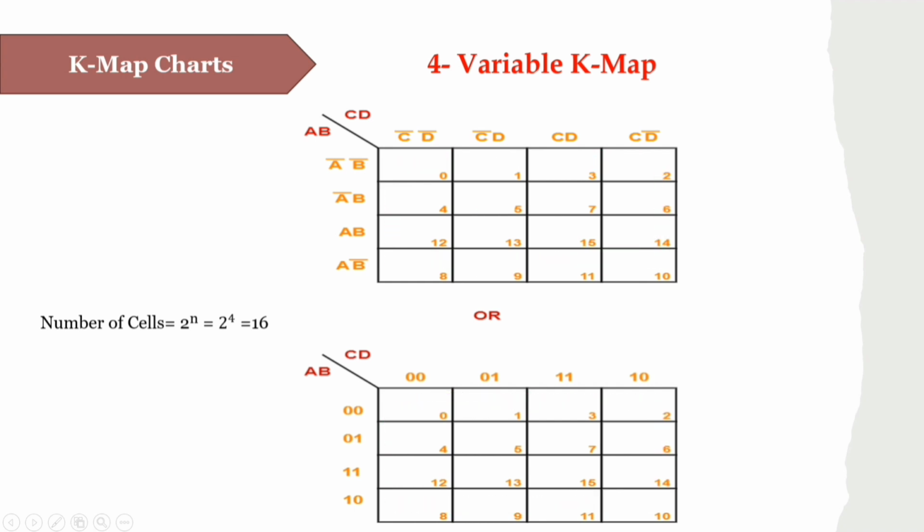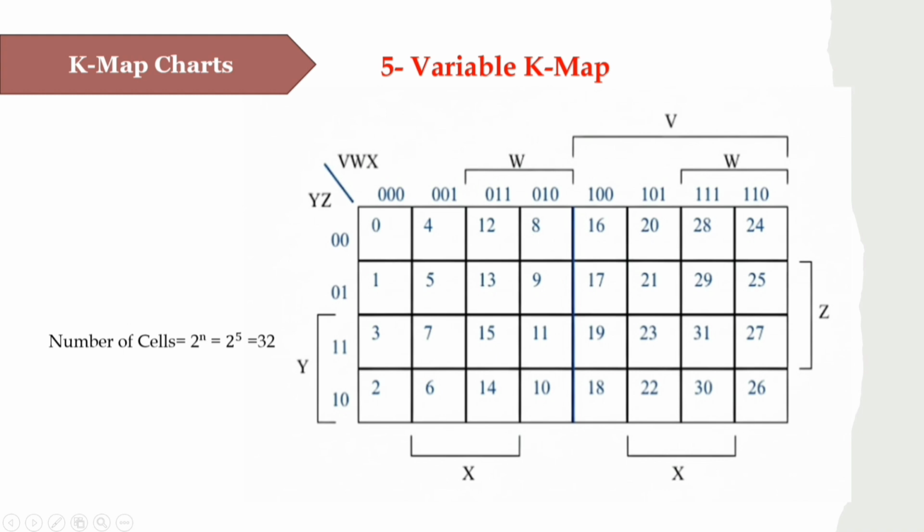Now let's move on to the 5-variable K-map. The 5-variable K-map is slightly bigger than the 4-variable K-map, but follows the same basic idea. Here we have 5 input variables that are V, W, X, Y, Z. Since the number of cells in the K-map is 2 power n, for 5 variables we get 2 power 5, which is equal to 32 cells. These 32 cells are arranged in a 4x8 grid.